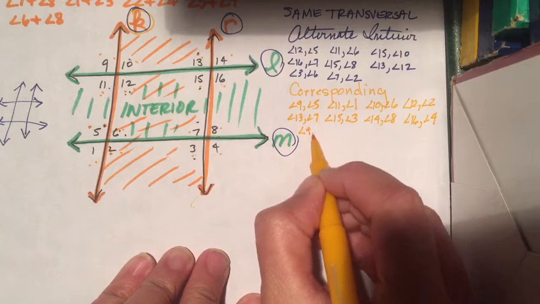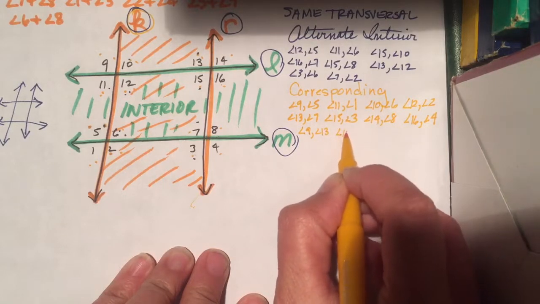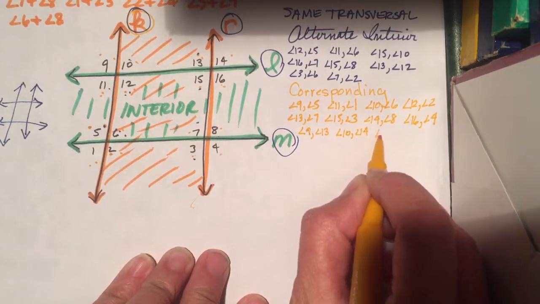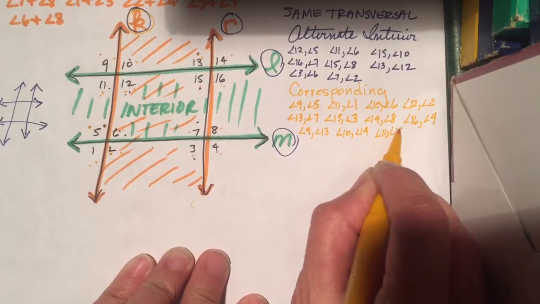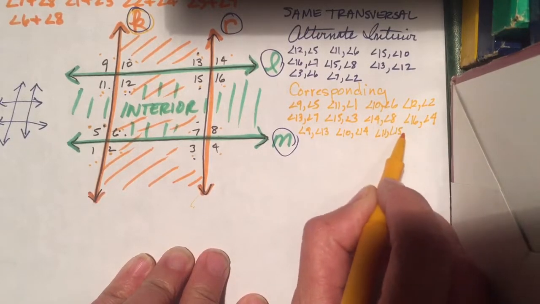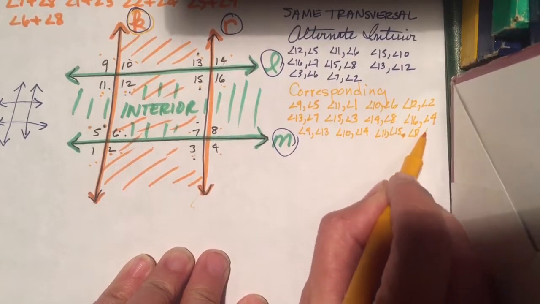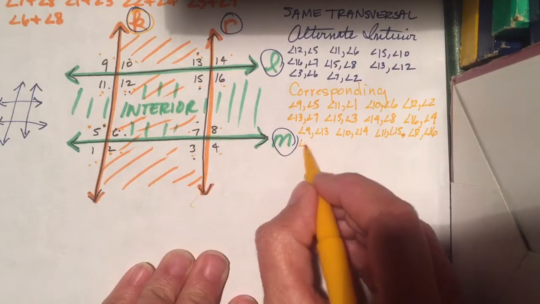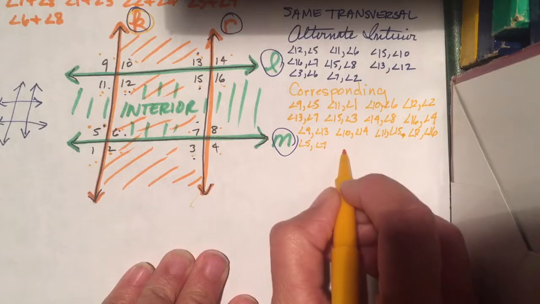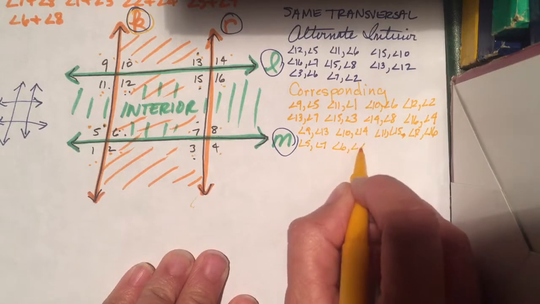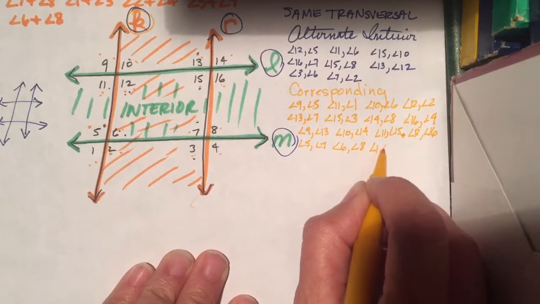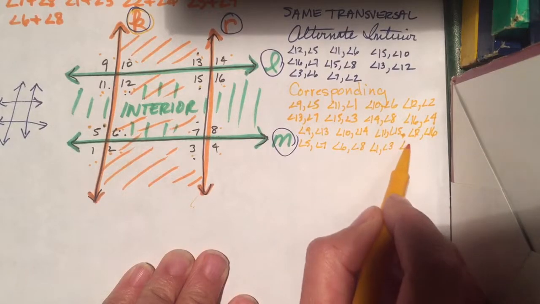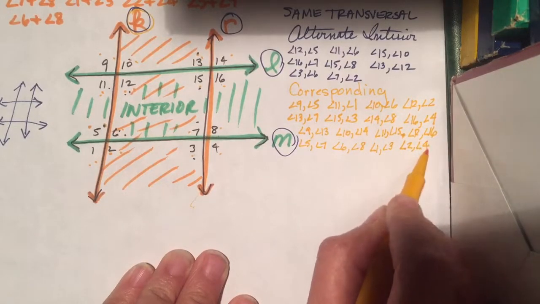So we've got angle 9 and angle 13. We've got angle 10 and angle 14. We've got angle 11 and angle 15. And we've got angle 12 and angle 16. Then down here, we've got angle 5 and angle 7. We've got angle 6 and angle 8. We've got angle 1 and angle 3. And we've got angle 2 and angle 4.